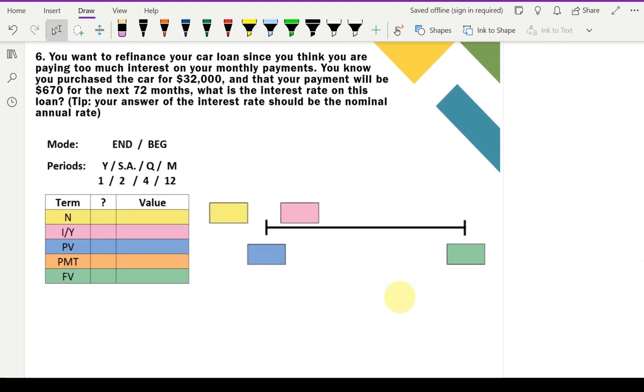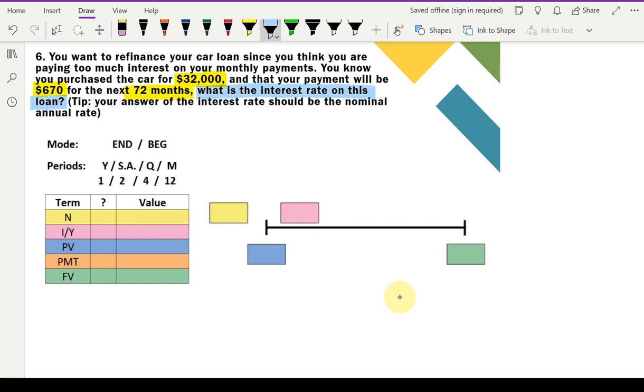So you want to refinance your car loan since you think you are paying too much interest on your monthly payments. You purchased a car for $32,000 and your payments will be $670 for the next 72 months. So what is the interest rate on this loan?